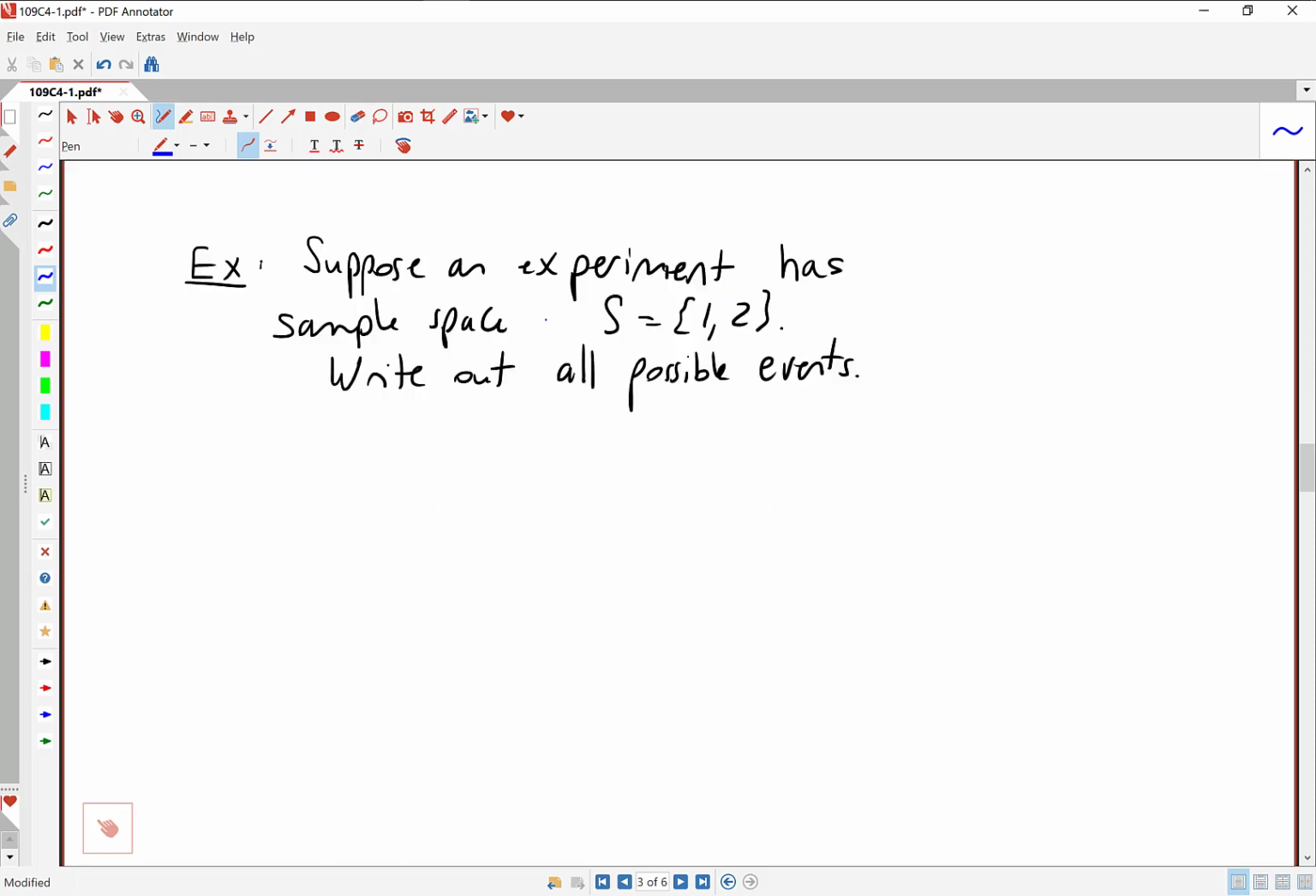Let's suppose an experiment has sample space S equal to the following set. So just 2 outcomes in the sample space, 1 and 2. We want to write out all possible events. Okay, so this question is testing whether we really understand what this word event means. An event is a subset of your sample space. So if we rephrase the question, it's just saying write out all possible subsets of our sample space. Okay, so that's something that we did way back when we were talking about sets.